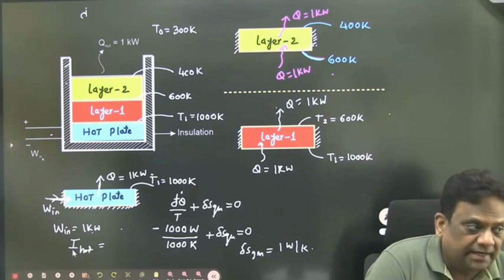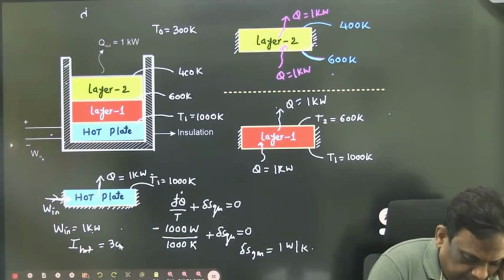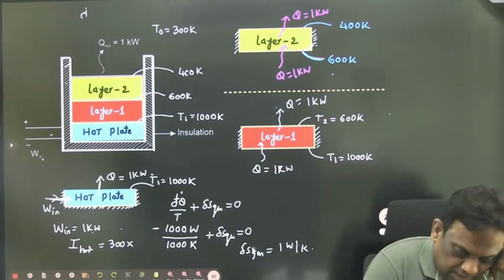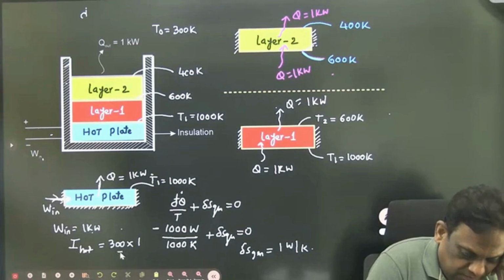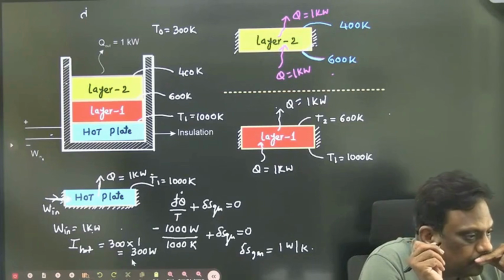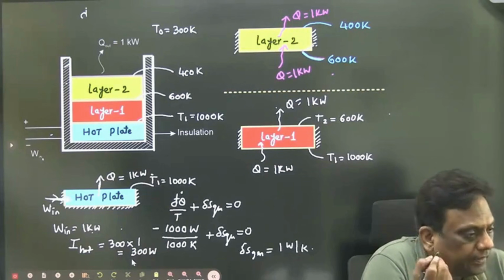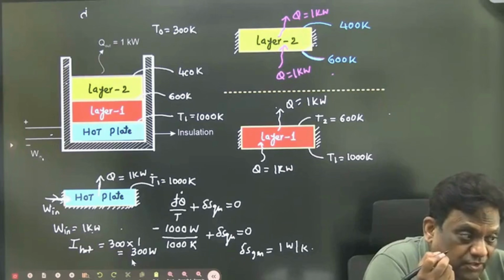So what will be the irreversibility in the hot plate, sir? T naught into delta S generation. What is T naught? 300, into entropy generation. What is the entropy generation? 1. So this will be equal to 300 watt. Is it clear, sir? Or 0.3 kilowatt.